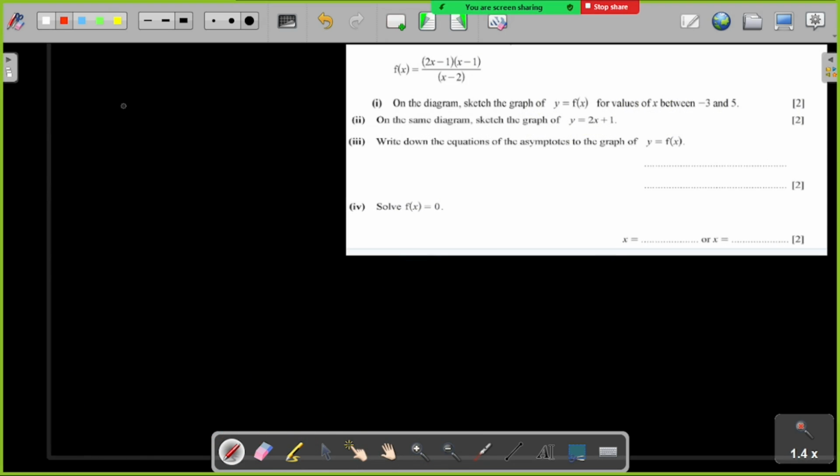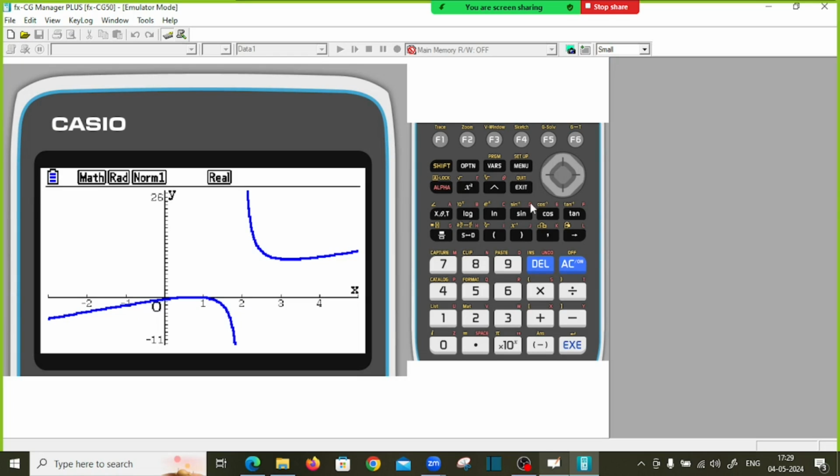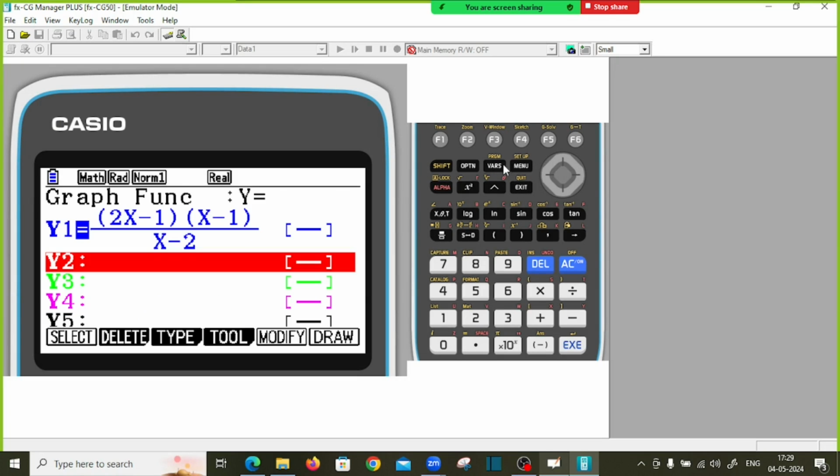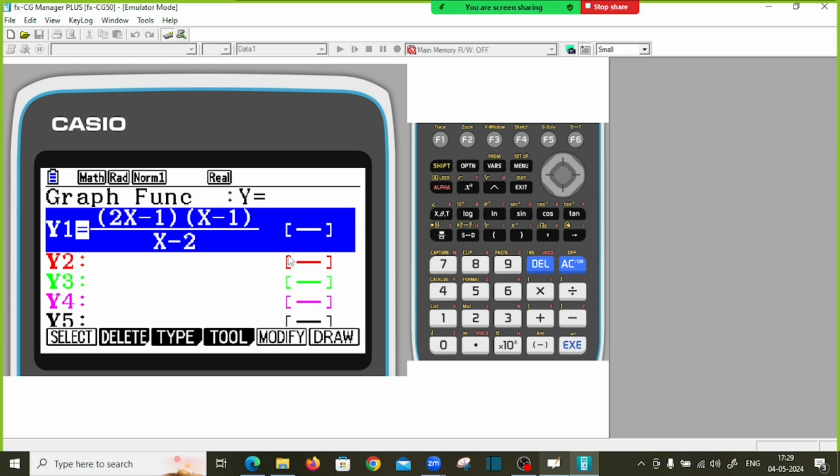So let us see this first question. This question says we have f(x) equals this. On the diagram, sketch the graph of y equals f(x), where the value of x should be between -3 and 5. So let us go to our graphical display calculator and try to sketch this graph. First of all we will go to the graphical function mode, and we have to type this expression. I have already typed this expression. This is (2x minus 1)(x minus 1) upon x minus 2.